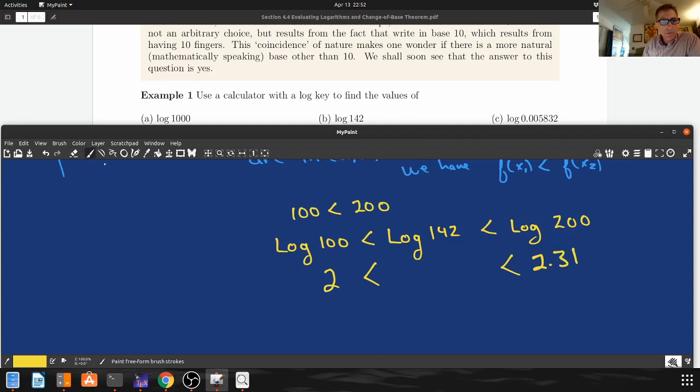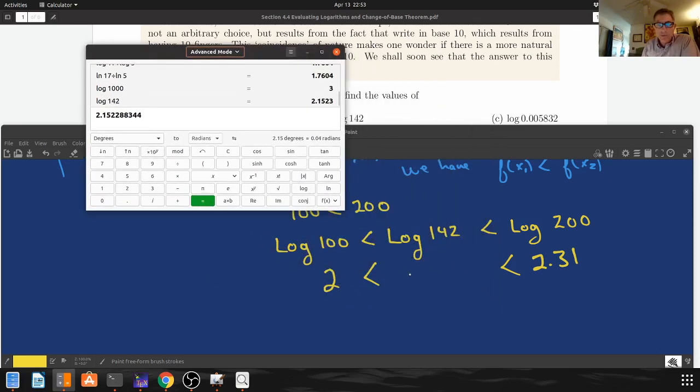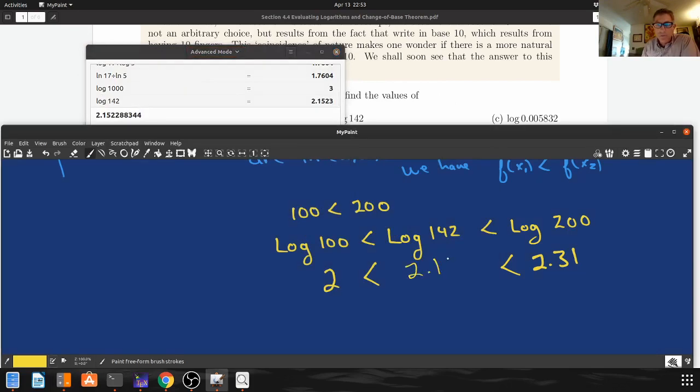And indeed, when we look at this in the calculator, when we find the log of 142, oh, sorry, let me just clear it and do it again. Log of 142. And we're going to find it's going to be greater than 2, but less than 2.3. And indeed, it's equal to 2.15. And it goes on. So there's that.